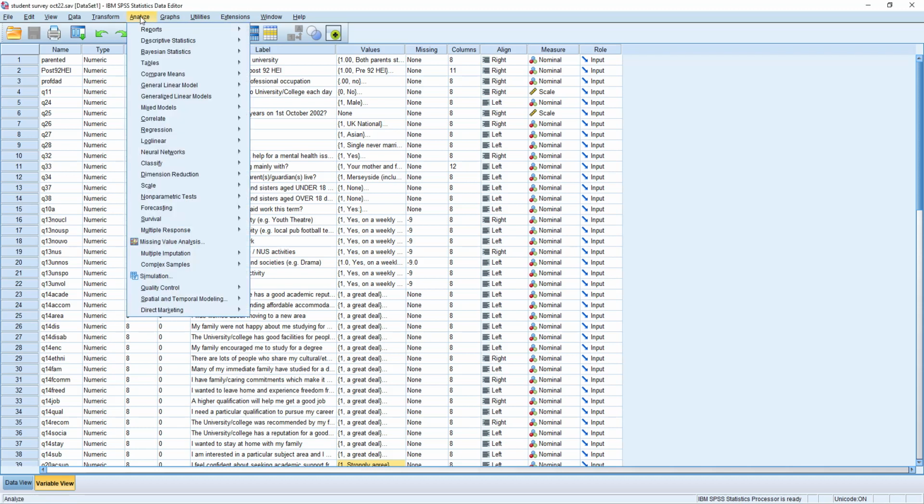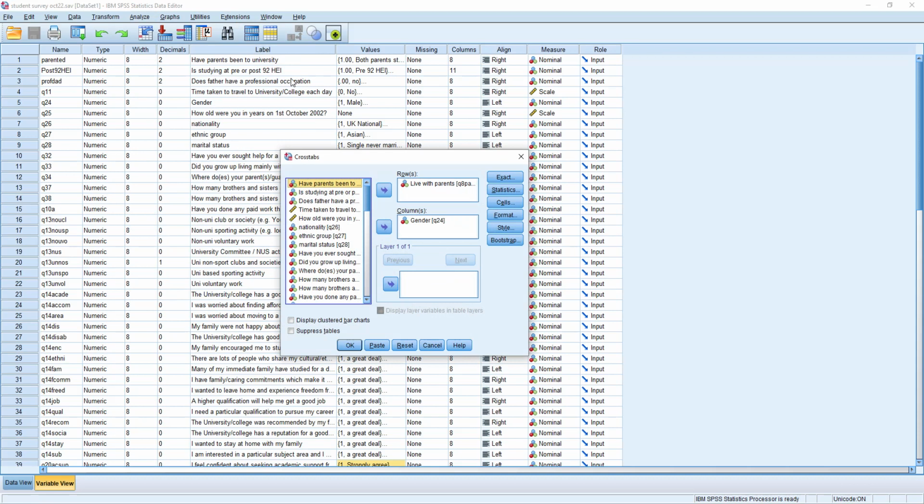So to do a cross-tabulation, we go back to Analyse, choose that drop-down menu, go to Descriptive Statistics and choose Crosstabs. This opens up a dialog window. I've already been running a few, so I'm just going to get rid of those choices. When you do your crosstab for the first time, it's going to open up this dialog box.